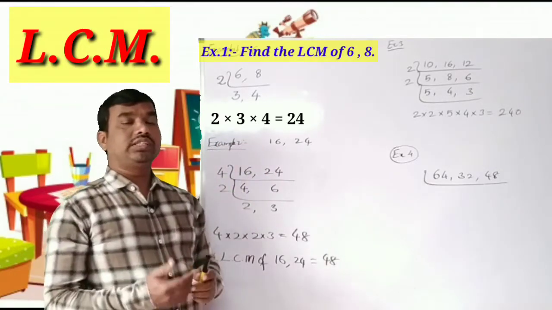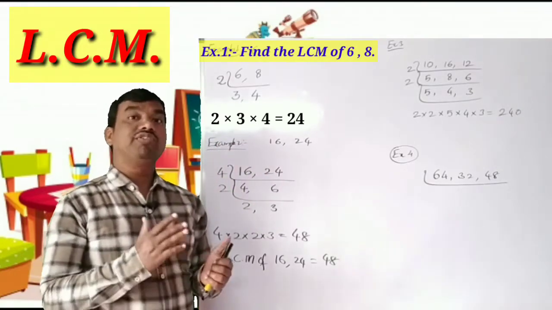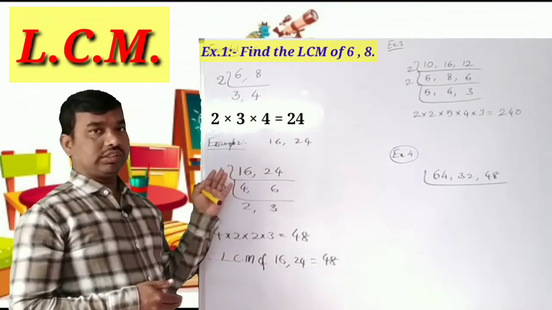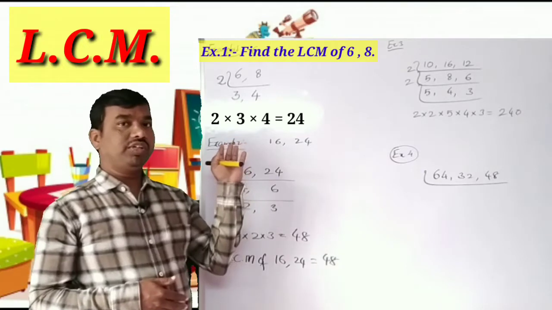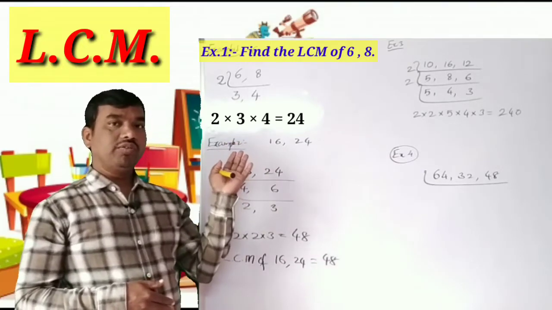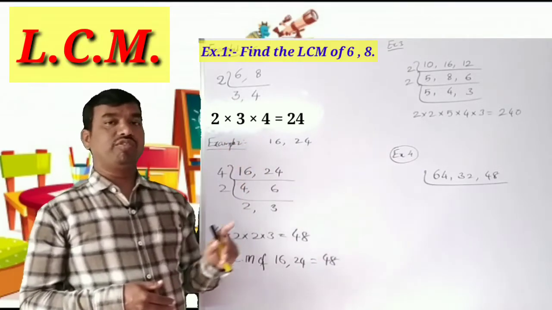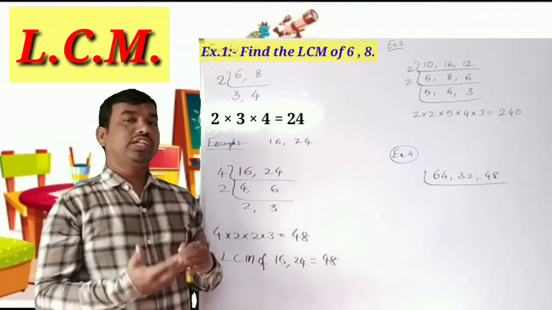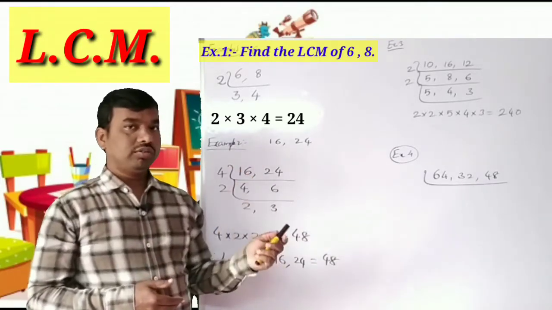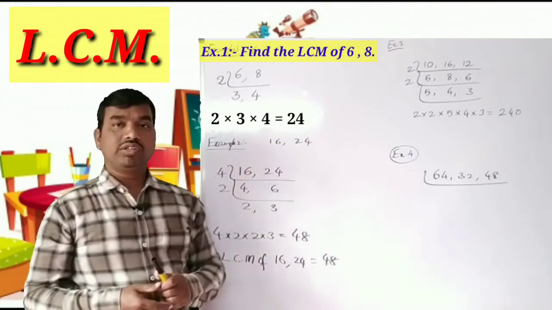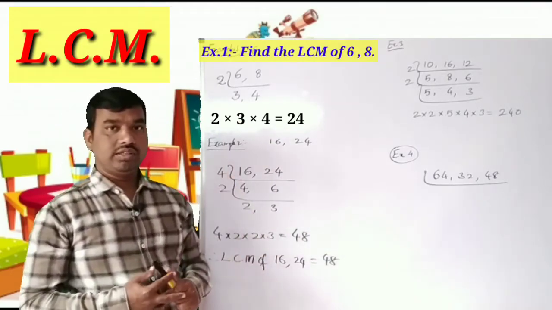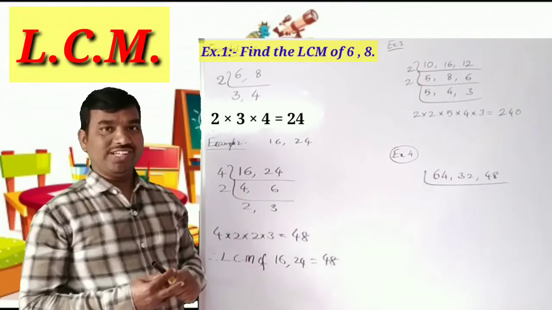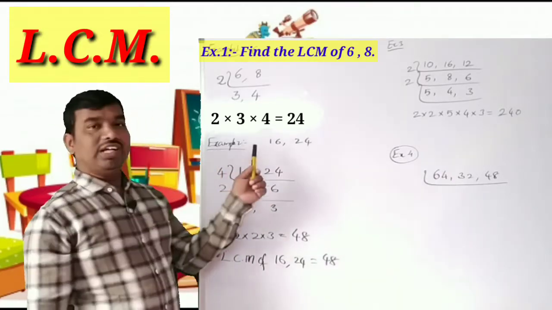So what is the LCM of 6 and 8? 24. First we wrote common multiples, and what is the least number there? 24. So there we got LCM of 6 and 8 as 24. So here also we got 24. So this is the correct method. This is called the division method for LCM. Okay.